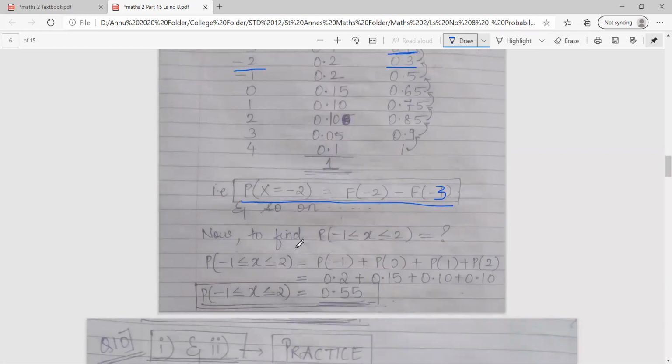So now it is very easy for us to find out probability of -1 less than equal to x less than equal to 2. So as equal to sign is there, we will also include -1 and 2. So the answer is p of -1 plus p of 0 plus p of 1 plus p of 2. On adding all the probabilities together, I get the answer to be 0.55.